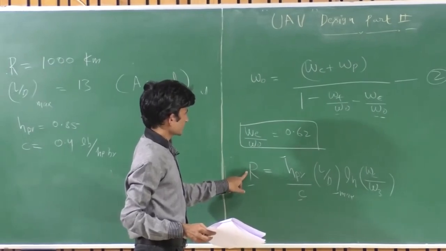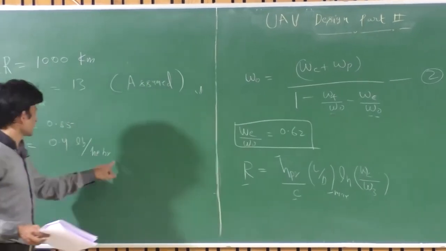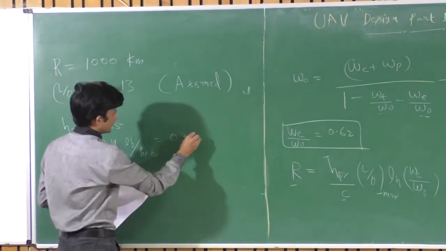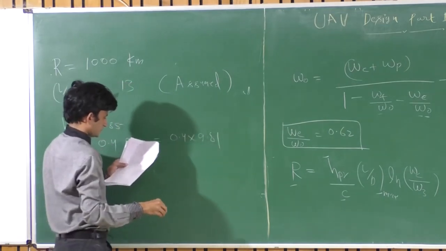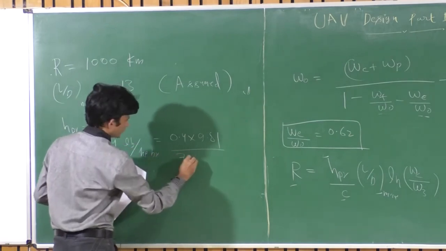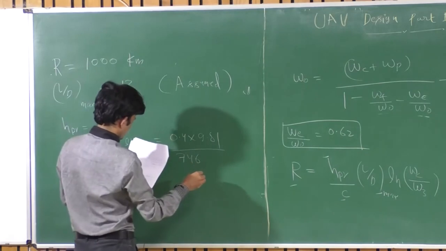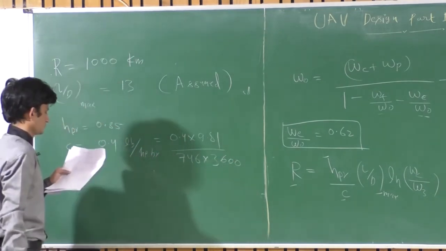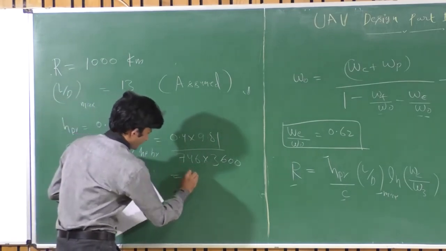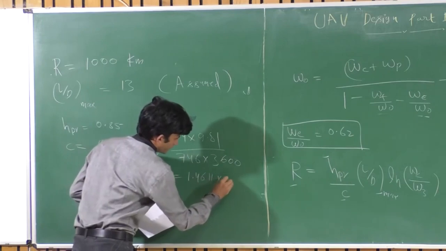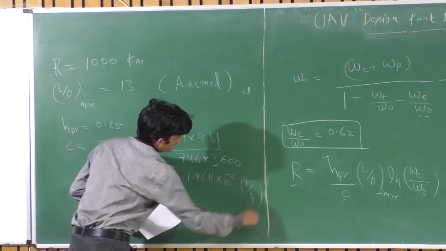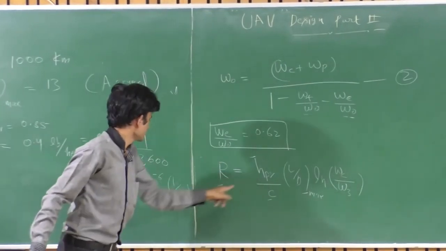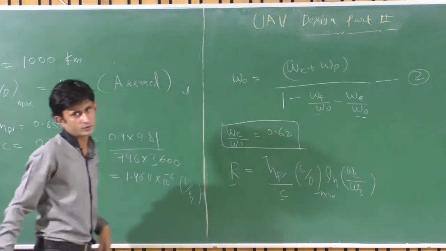Like range is given in kilometers, convert into meters. And these are lb, HP, hour. So you just convert into SI units. What will you get? 0.4 lb is given, na? Just multiply by 9.81. 9.81 is the conversion to watt. 1 HP equals 746 watt, and then hour to second, you just multiply by 3600. So you will get 1.4611 into 10 power minus 6, 1 by meter. So you can see this has no unit, this has no unit, this also has no unit, and this is 1 by meter, meter will go up, you will get the range in meter, okay?